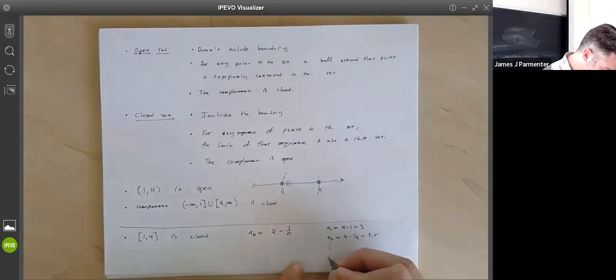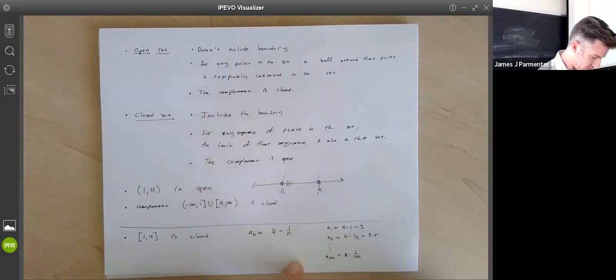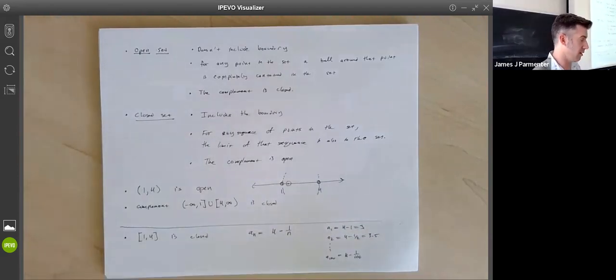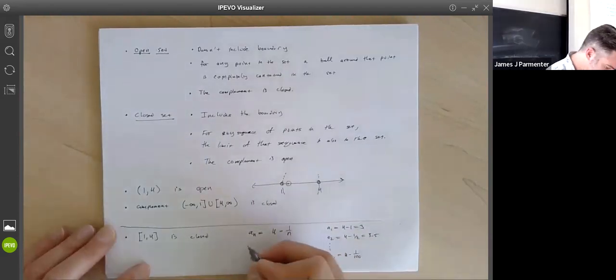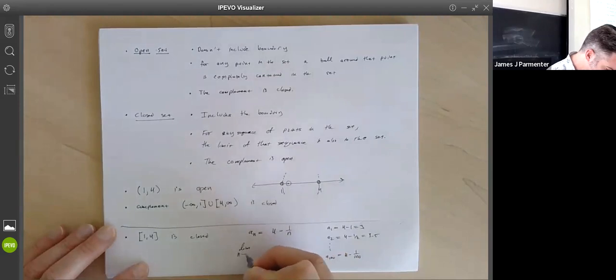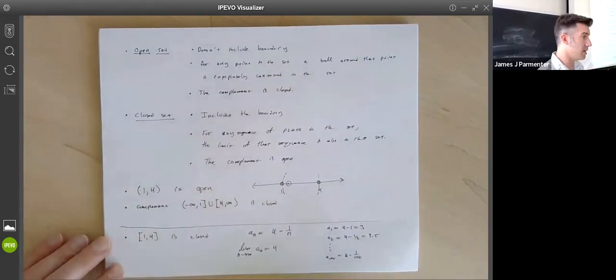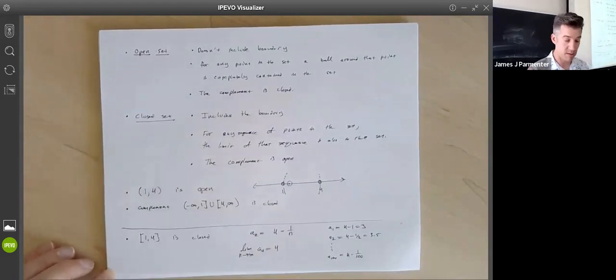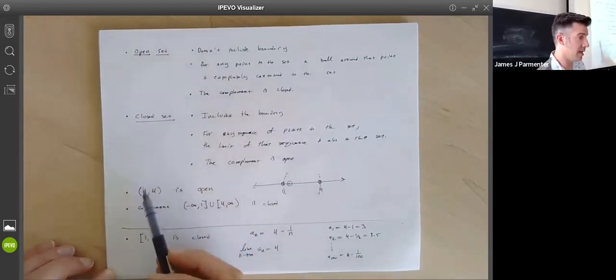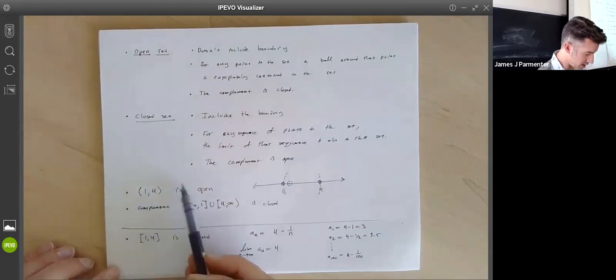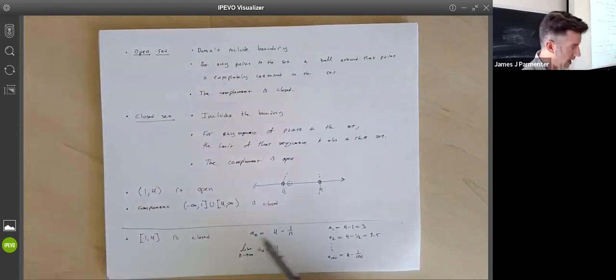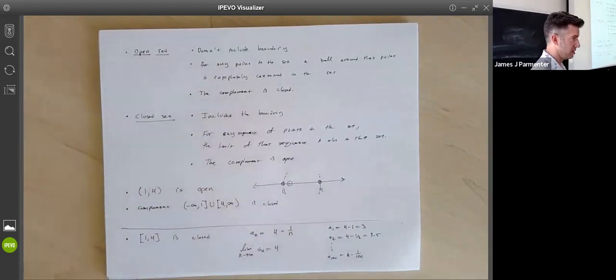If I keep going, a_100 is 4 - 1/100, which is definitely less than 4, so it's still in there. And the limit of this, the limit as n goes to infinity of a_n, is equal to 4. And that is also in the closed set, but notably wouldn't be in the open set. So with a set that's open, you don't necessarily have the limit of each sequence in it contained in it. These are some of the primary differences between open and closed.